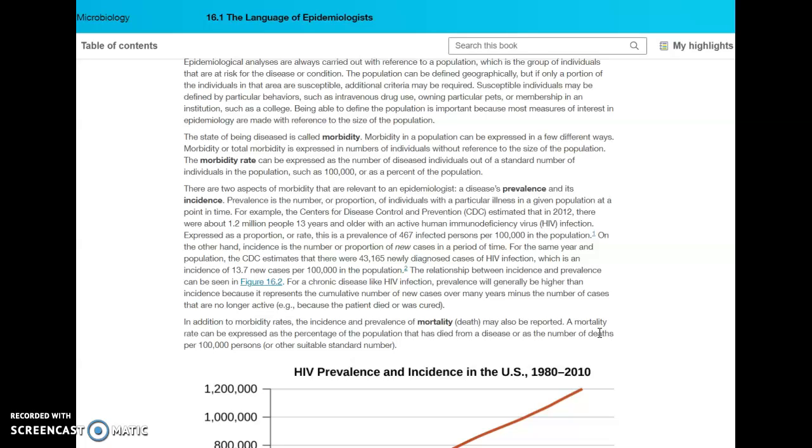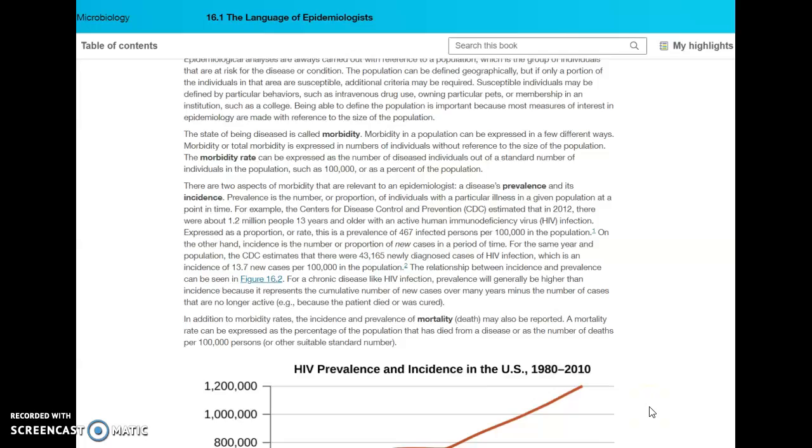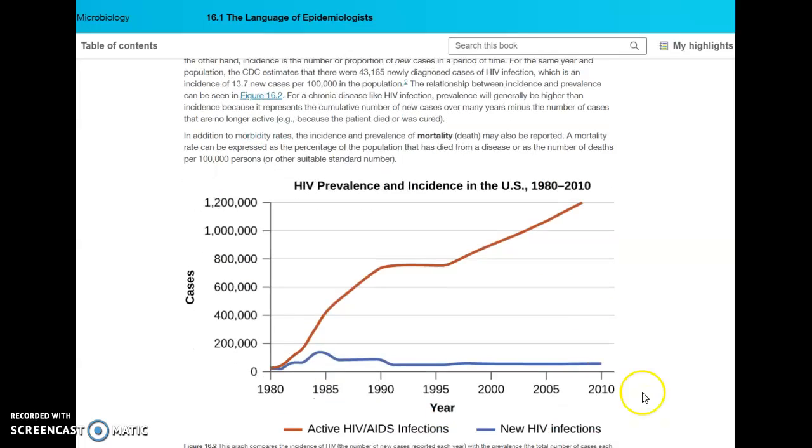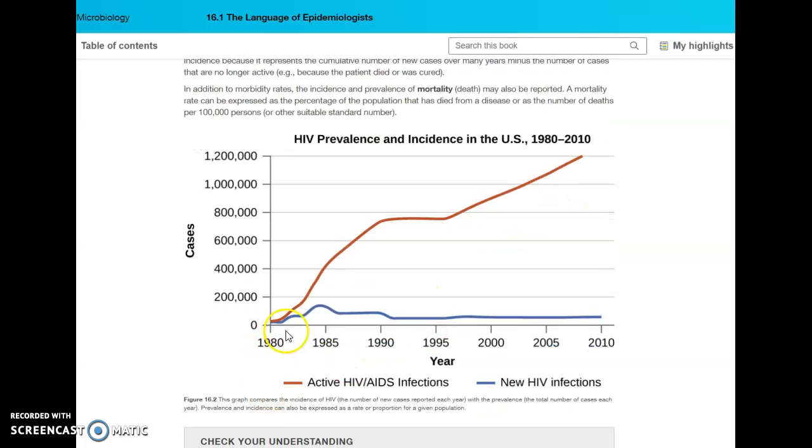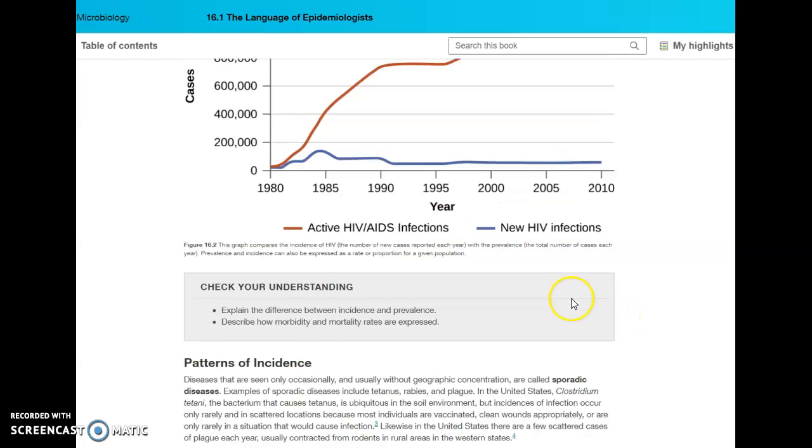We also have mortality. So mortality refers to death, and the mortality rate can be expressed as the percentage of the population that has died from a disease. So here is an example of prevalence and incidence. So you've got the active infections versus new infections. So prevalence being the red line, the total number at any given time, incidence being the blue line here.